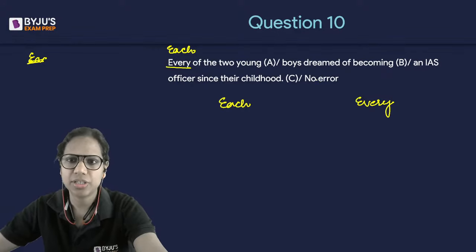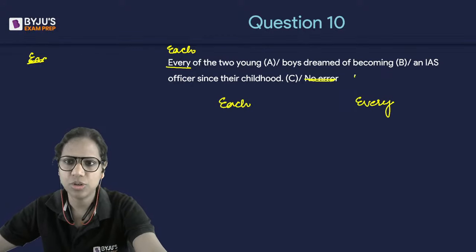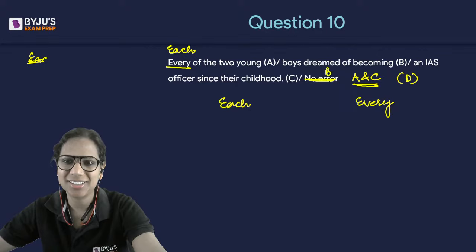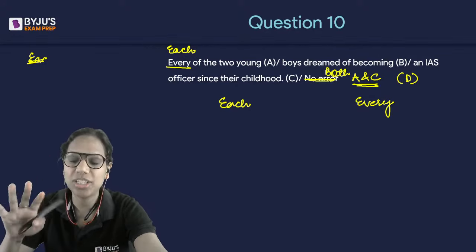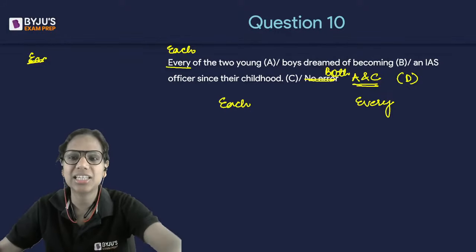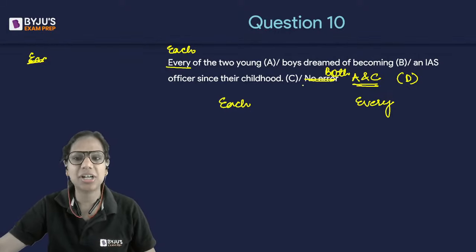Actually, there are two errors here. The option should be A and C. Option D is both A and C. Both are erroneous. ठीक है, C भी erroneous है. So good that you identified the glaring error, right? The glaring error is this, but this is also incorrect. It should be his childhood, not their childhood.